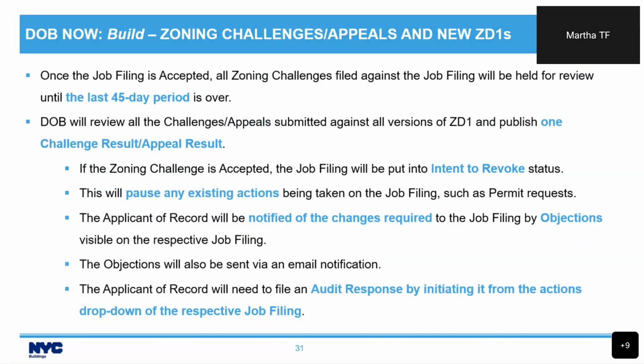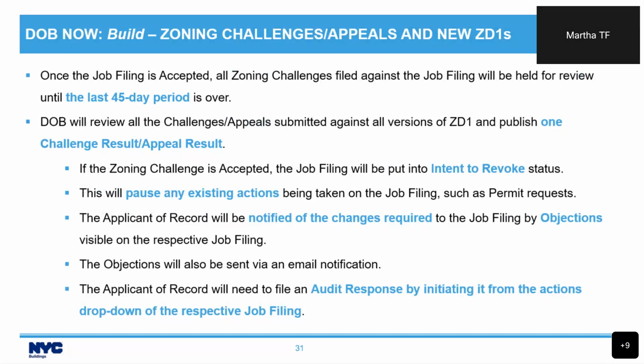Once the job filing is accepted, all of the zoning challenges filed against the job filing will be held for review until the last 45-day period is over. DOB will review all of the challenges and appeals submitted against all versions of the ZD1 and publish a single challenge result or appeal result.